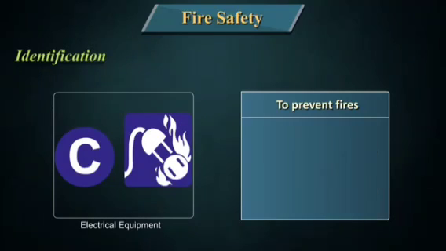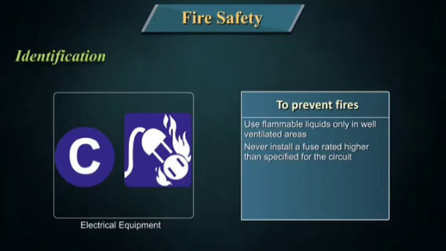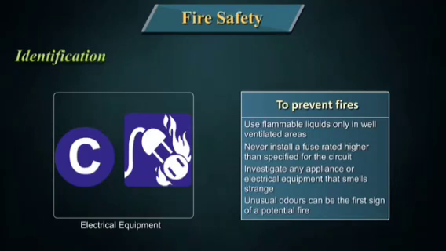Symbol for electrical equipment. Description: extinguishers for Class C fires are identified by a circle containing the letter C. If colored, the circle is blue. To prevent fires, use flammable liquids only in well-ventilated areas. Never install a fuse rated higher than specified for the circuit. Investigate any appliance or electrical equipment that smells strange. Unusual odors can be the first sign of a potential fire.